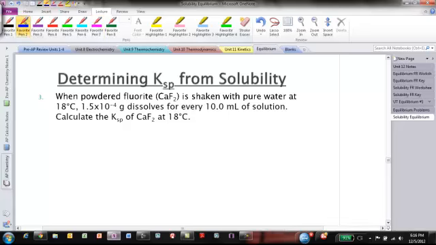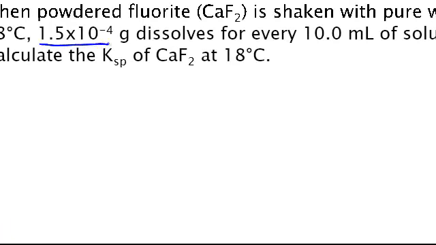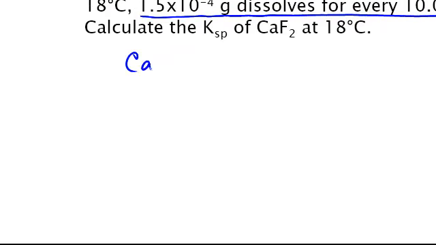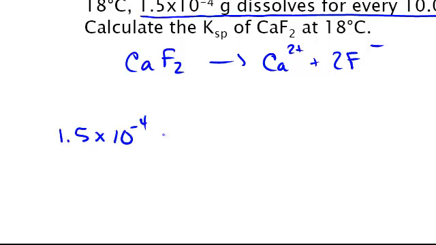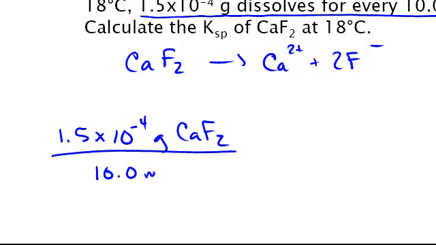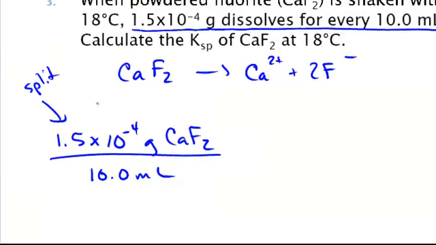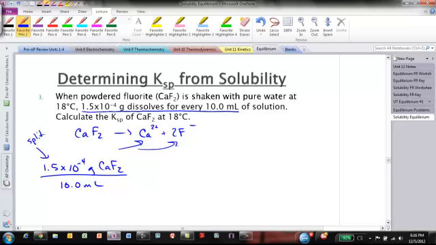Alright, so we have another one. When powdered fluorite is shaken with pure water at 18 degrees Celsius, 1.5 times 10 to the negative 4th gram dissolves for every 10 milliliters of solution. Calculate the Ksp of CaF2. So we're doing solubility again. And so it tells us that 1.5 times 10 to the negative 4th grams of CaF2 per 10 milliliters of solution will split. This will split and become Ca2 plus and F negative.